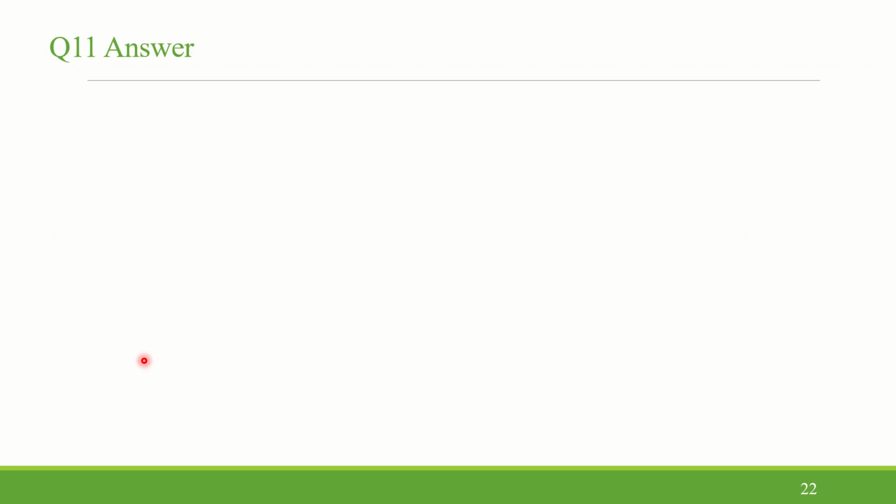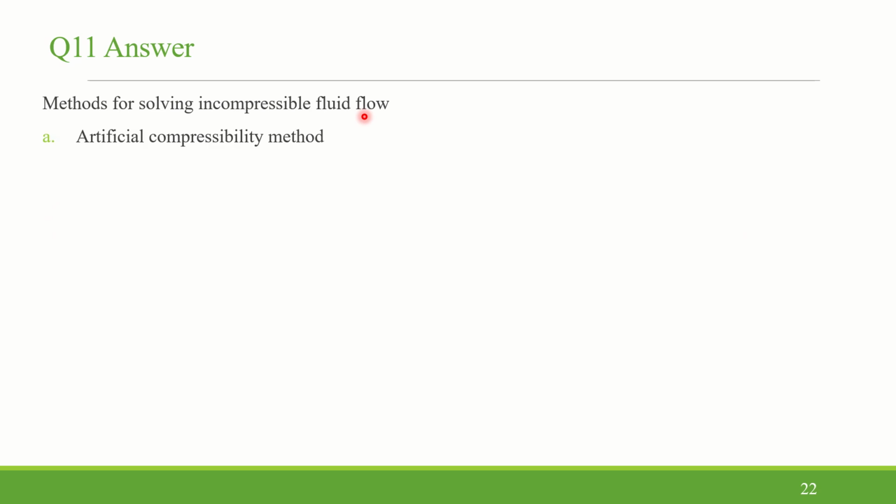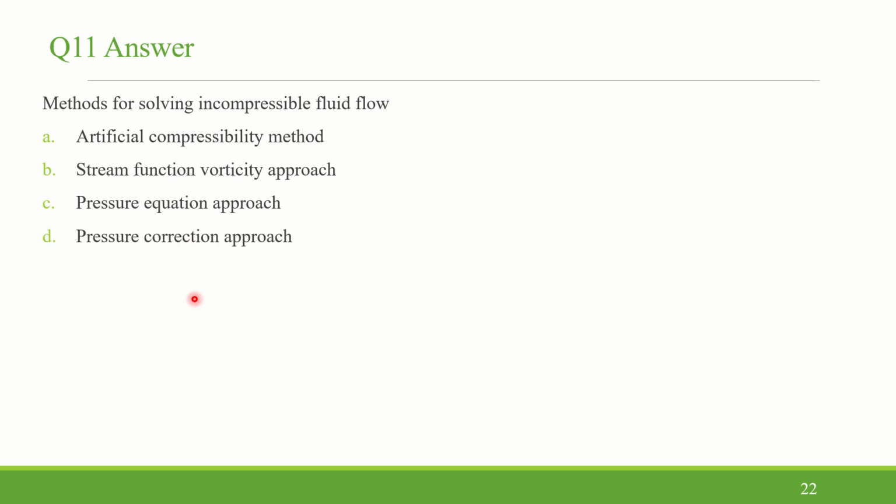And here we got methods for solving incompressible fluid flow. First one, it is artificial compressibility method. Second one, it is stream function vorticity method. Third one is pressure equation approach. And fourth one, it is pressure correction approach. So these are the 4 methods for solving incompressible flow problems. So now we have seen question 11.